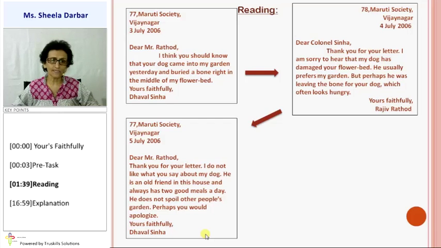He also is being courteous. Thank you for your letter. Second thing he says, he does not like things said about his dog. What you say about my dog? Because the dog is treated as a family member, he doesn't want anyone to insult him. He's also trying to answer that statement, your dog looks hungry. Yeah, Mr. Rathore has said Sinha's dog looks hungry. And so he's saying, he cannot be, because he's having 2 meals.